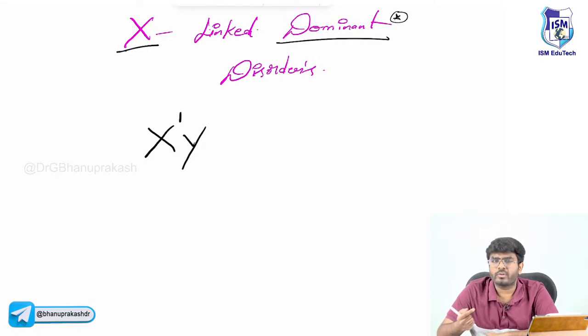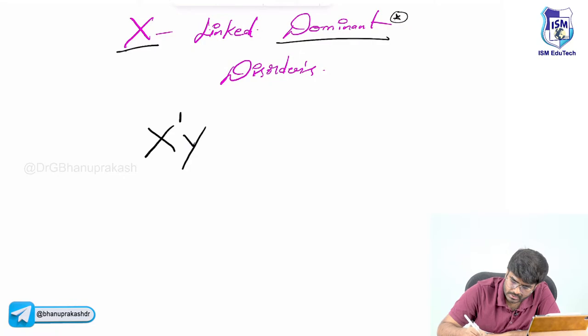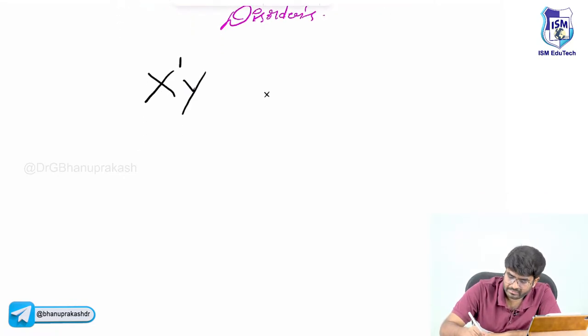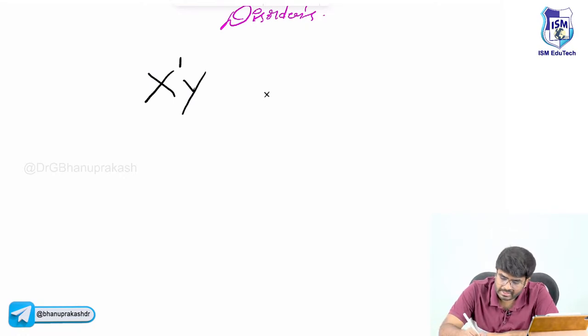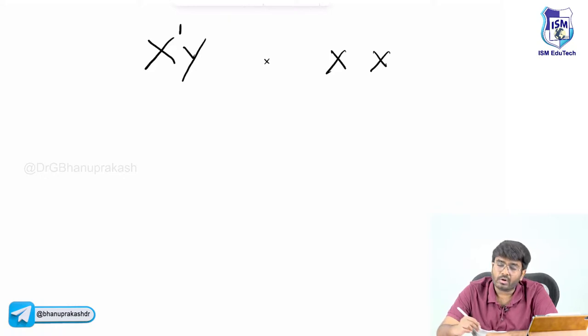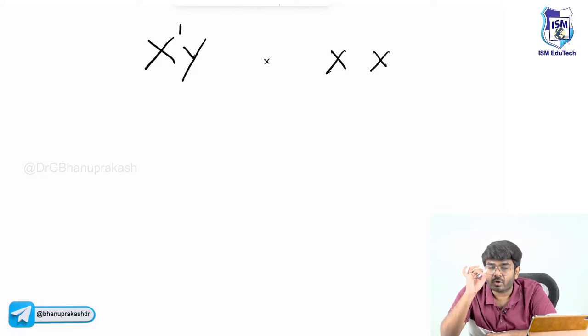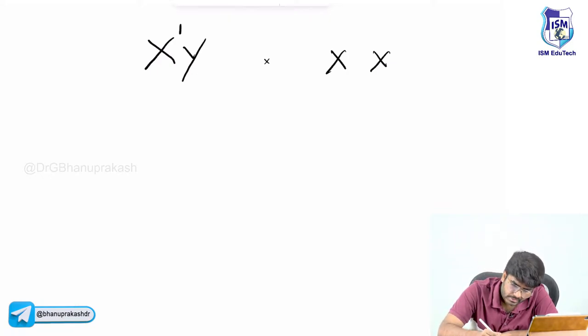The father is a male, right? He's going to have only one X chromosome. If it is affected, that's it. He is married to a normal healthy female. Now, tell me, what are the combinations? Are boys going to be affected or girls going to be affected? When this couple is married, he is having a defective X chromosome. X-linked dominant. So, now see.